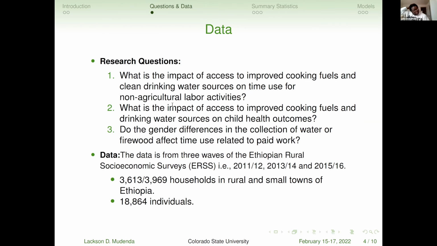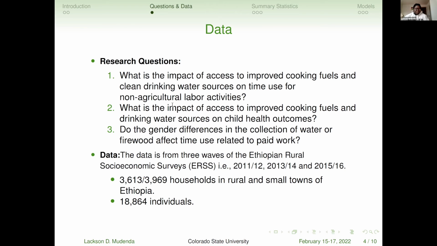So the research question that we're trying to address in this research is to try to understand the impact of access to improved cooking fuels and clean drinking water on time use for labor activities, and also try to understand that on child health outcomes. In addition to that, we would like to also study the gender differences in the collection of firewood and how that affects time use in unpaid work.